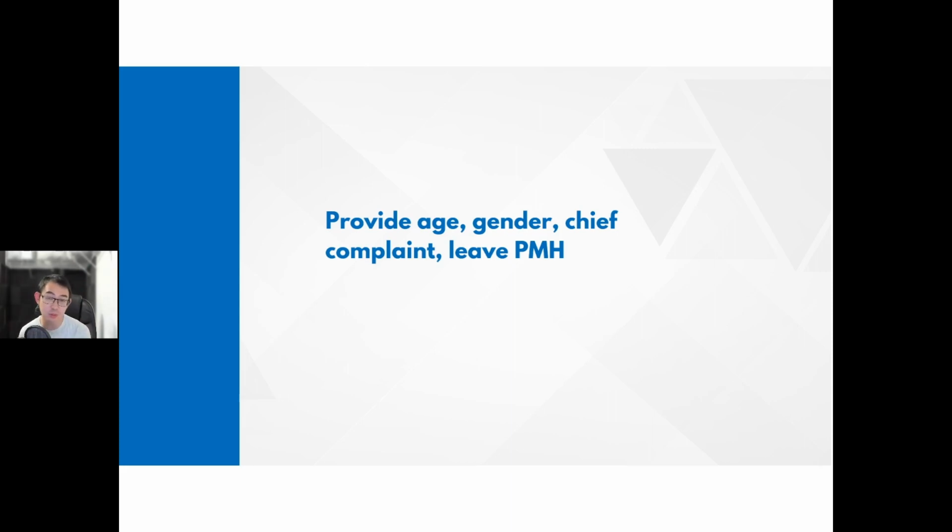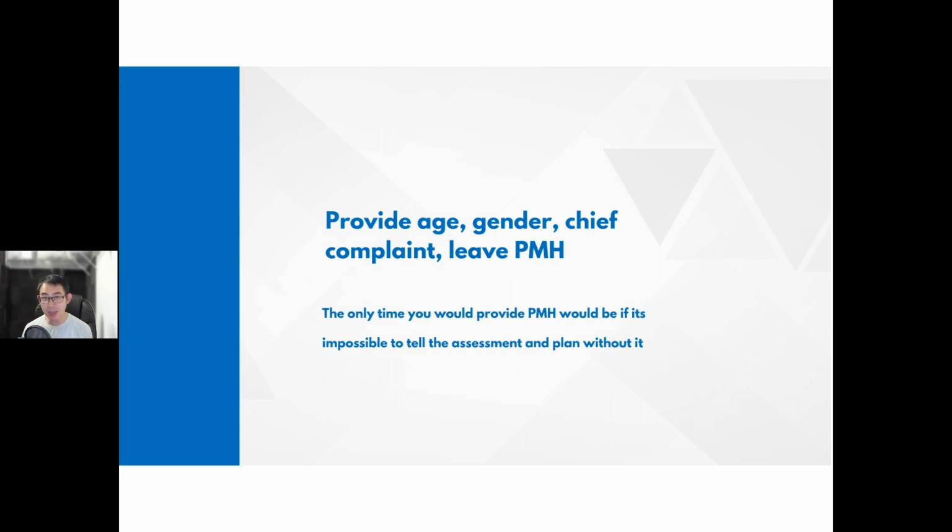However, you still need to mention the past medical history if it's impossible for them to figure out the case without it. For example, HIV. That's a game changer, right? If you don't know a patient has HIV, it's going to be very hard for you to tell that this is cryptococcal meningitis, for example, or PJP pneumonia. It's going to be very, very difficult, right? Organ transplant is another example. So you will provide the past medical history if it's impossible to tell the assessment and plan without it.